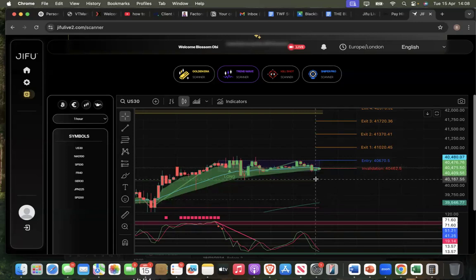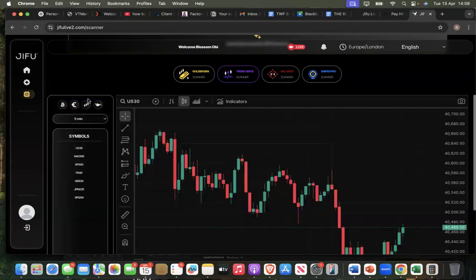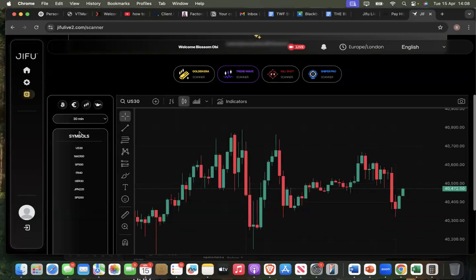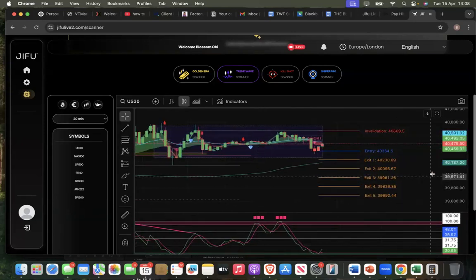Now we have 2 of them saying short, which is 30 minutes and 5 minutes. So now someone can still want to insist on taking this trade, but me, when I already see that some of the time frames are not in alignment, I don't take the trade. I leave it.